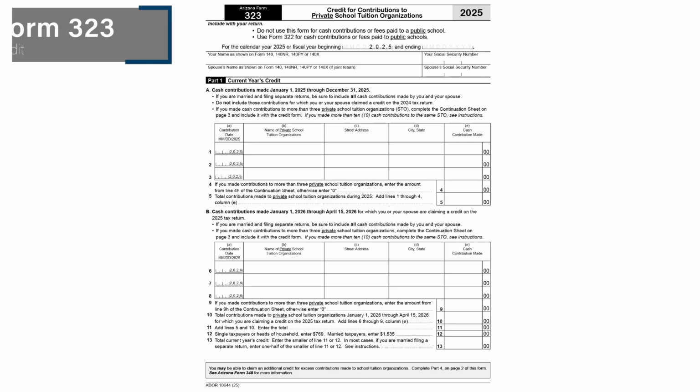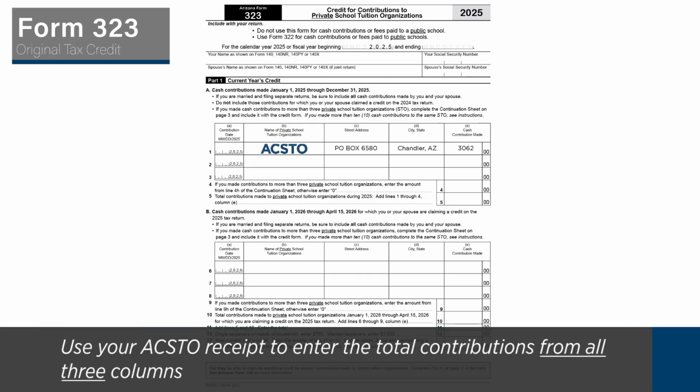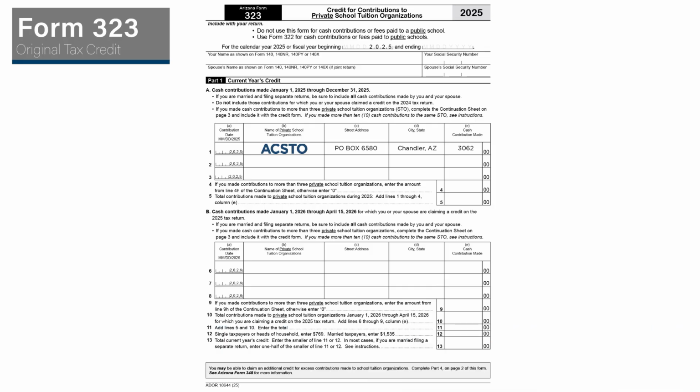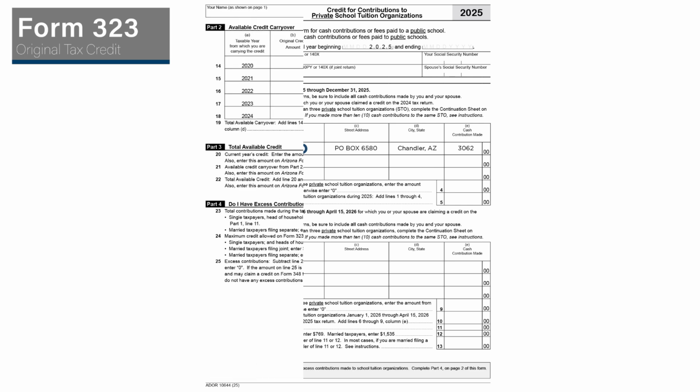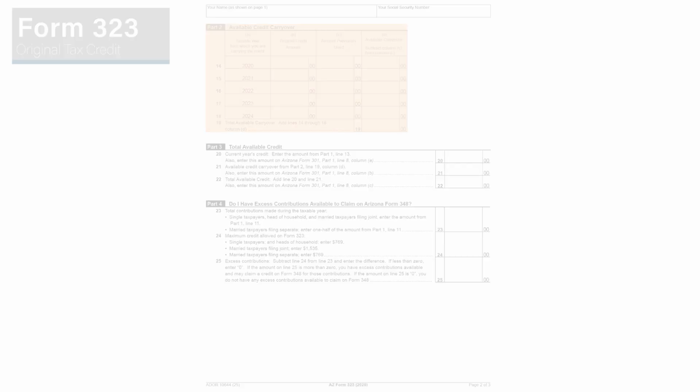On Form 323, enter ACSTO and use the information from your receipt to complete the form. Make sure to enter the total contributions from all 3 columns of your receipt for the specified contribution dates. As you work through the form, you will calculate how much of your donation applies to the original tax credit. Part 2 is only for donors claiming original carryover from a previous year.